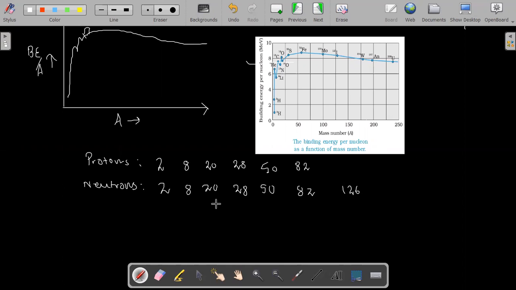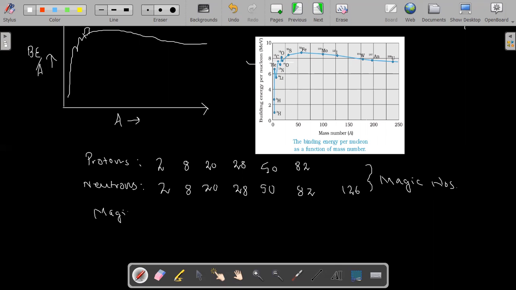So if any element has a number of protons or neutrons corresponding to these numbers, or both of them correspond to these numbers, they are called magic numbers. You have to remember these, because this is very important in the shell model. Magic numbers are something which are explained by the shell model. So this is magic numbers. What are magic numbers?